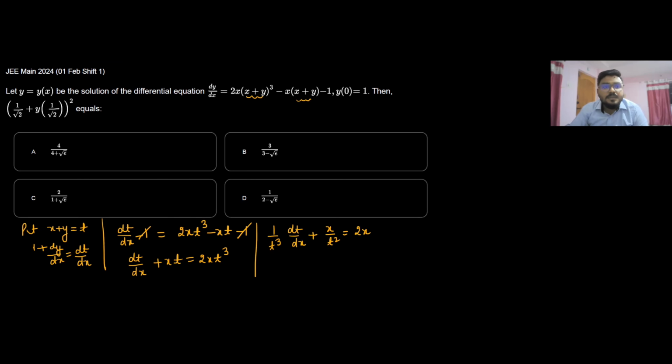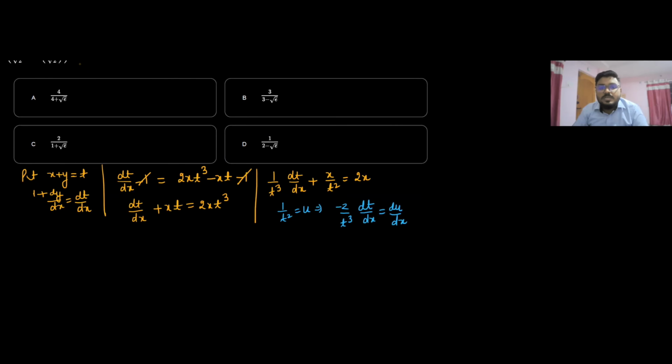Now can you see what you can see? Derivative of 1 by t square is something in terms of 1 by t cube. So that will be beneficial here. All right. So substituting 1 by t square as u. So its derivative is minus 2 by t cube dt by dx equal to du by dx. Now I think you can relate why we have assumed like this. So this makes this question 1 by t cube dt by dx will be minus 1 by 2 du by dx plus x times u equal to 2x.